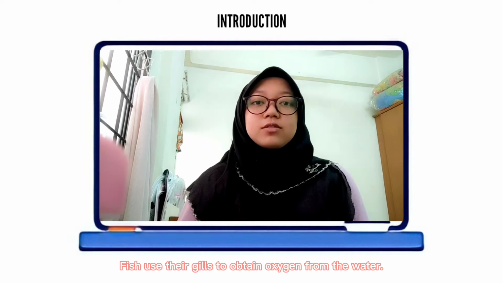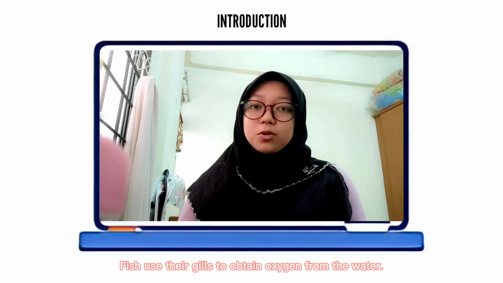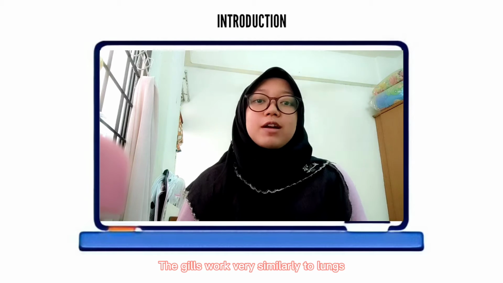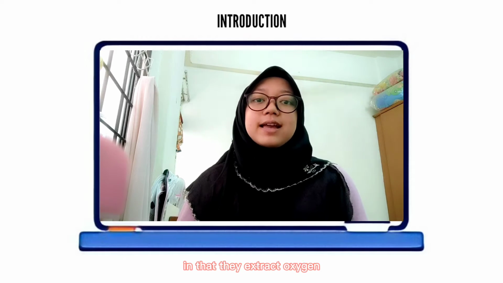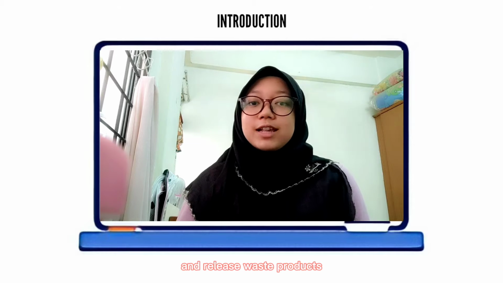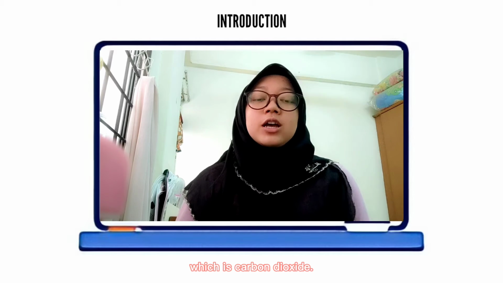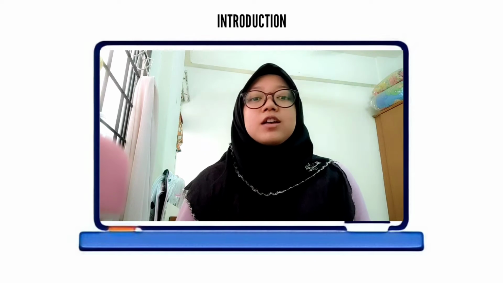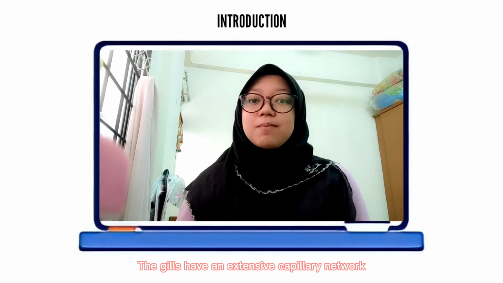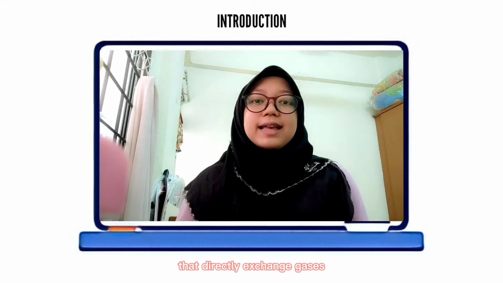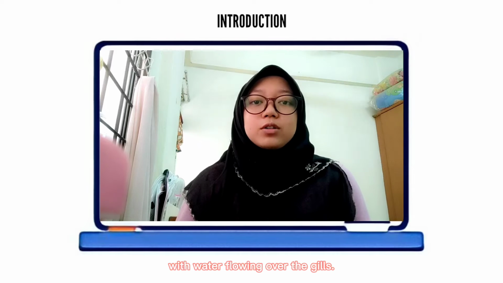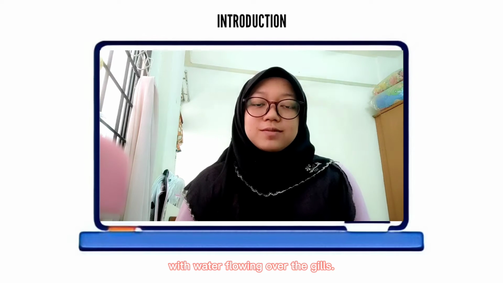Fish use their gills to obtain oxygen from the water. The gills work very similarly to lungs in that they extract oxygen and release waste products, which is carbon dioxide. The gills have an extensive capillary network that directly exchanges gases with water flowing over the gills.